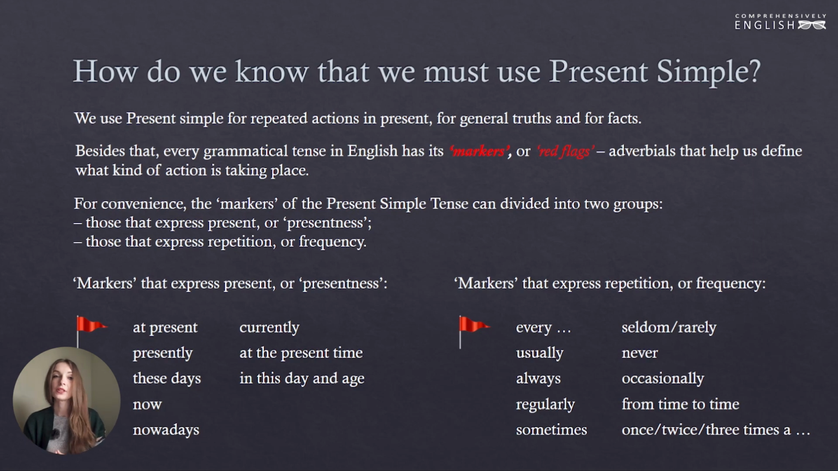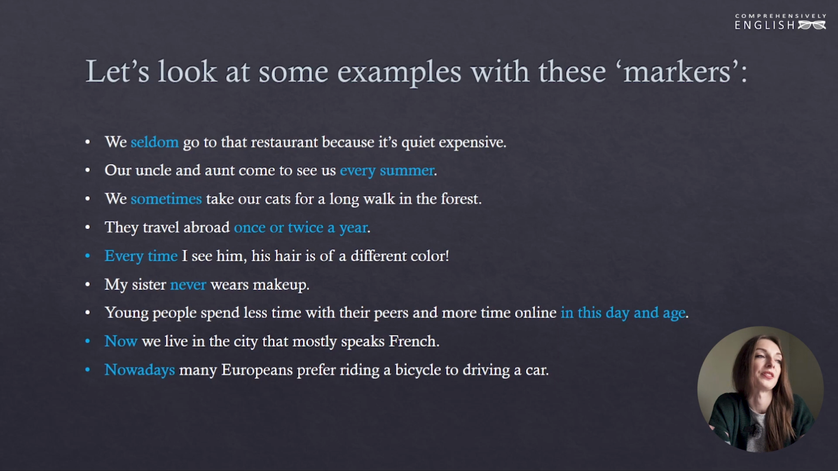Markers that express repetition or frequency are every, usually, always, regularly, sometimes, seldom or rarely, never, occasionally, from time to time, once, twice, 3 times a day, week, month, and so on and so forth. These markers help us speak about things that repeat from time to time, with different degree of frequency, every day or rarely. Now let's look at some examples with these markers.